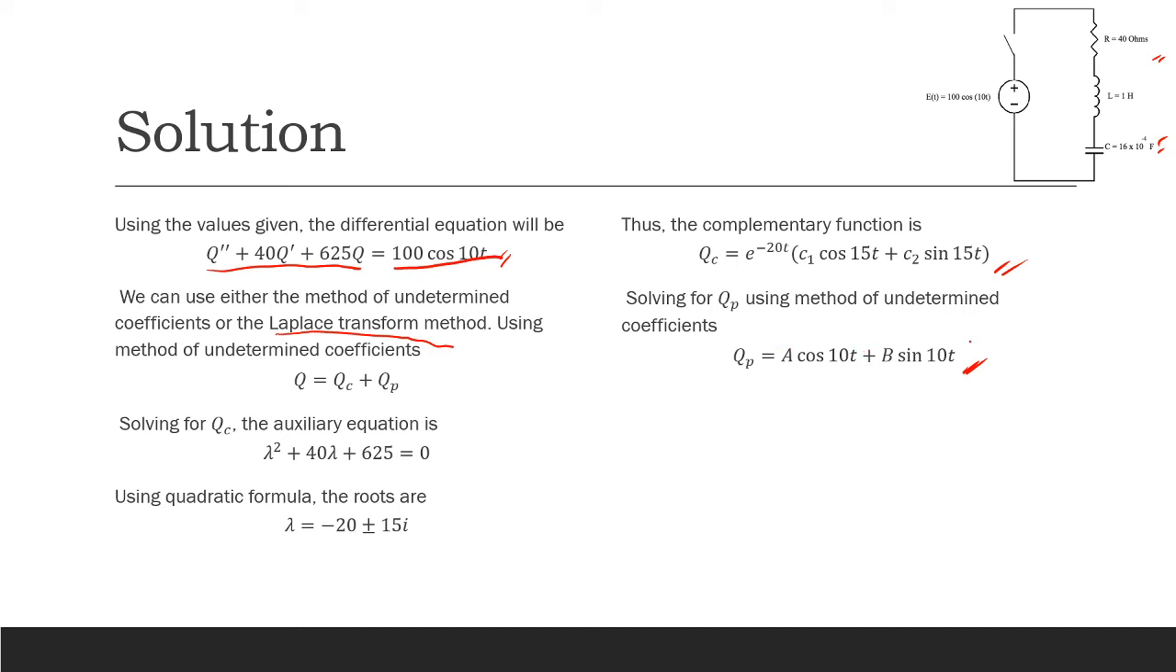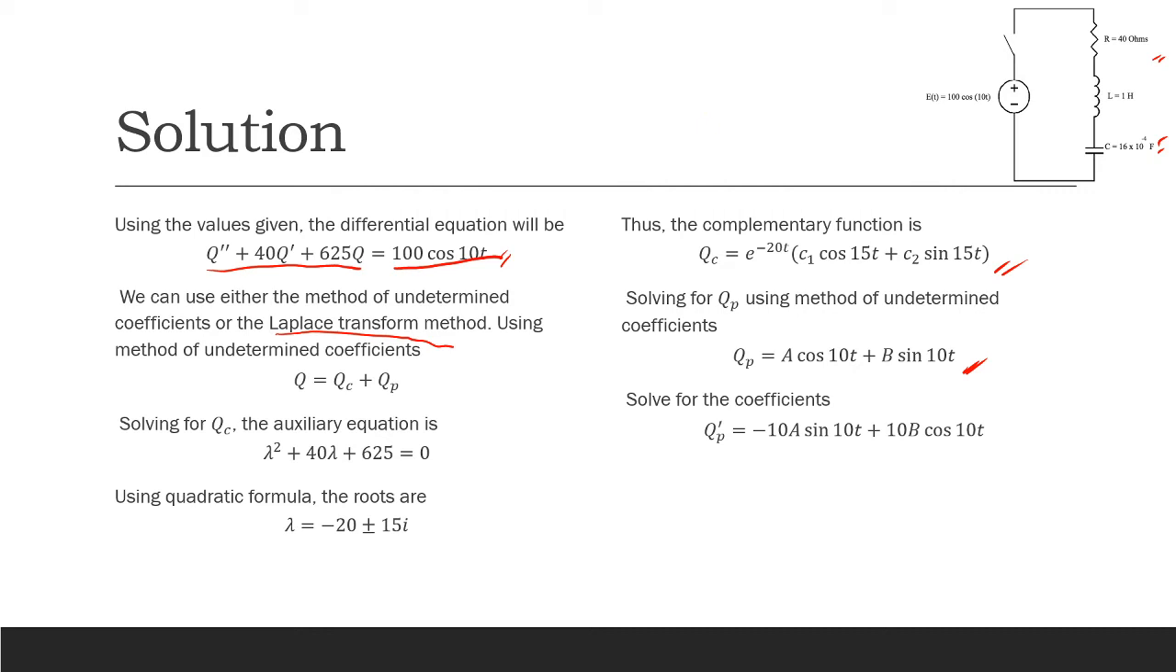So we will assume that this is the right form of the solution for 100 cosine 10t. Now, we solve for the coefficients. To solve for the coefficients, we need to find the derivatives. Kasi, if qP is really a solution, then it must be able to satisfy the equation, so pwede natin siyang i-substitute.